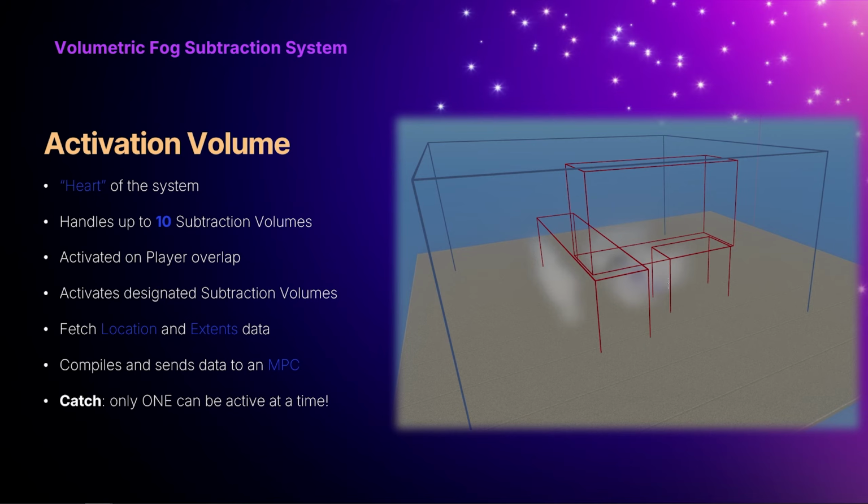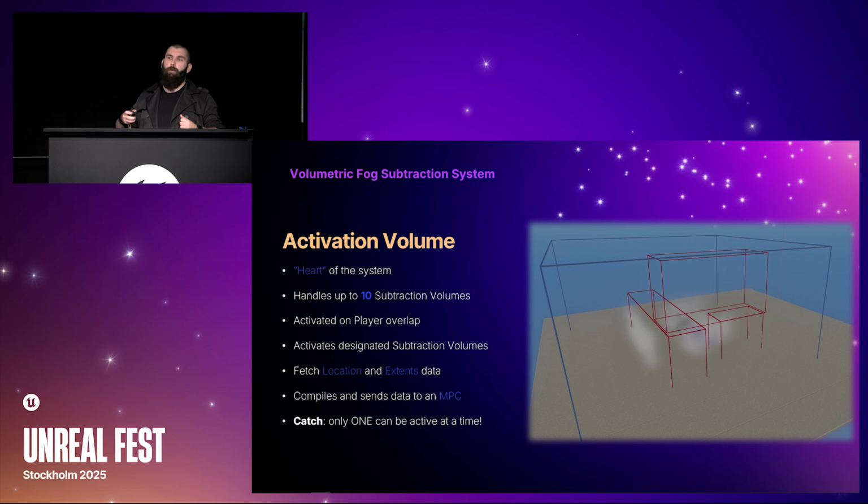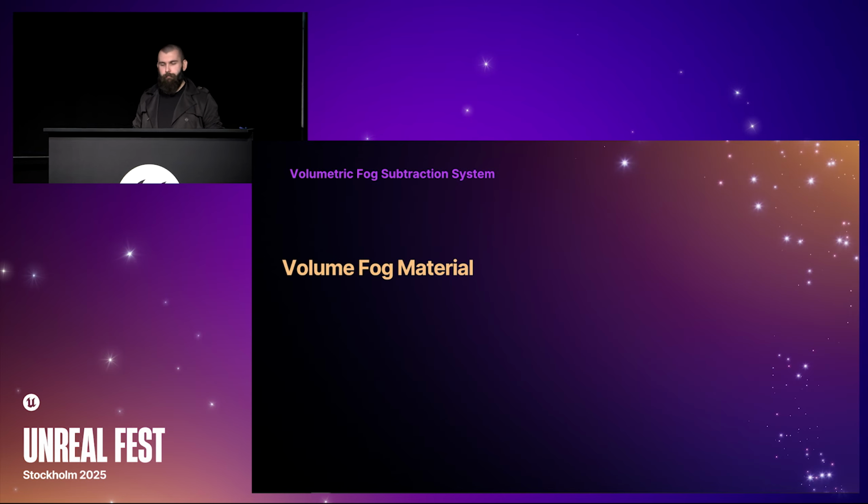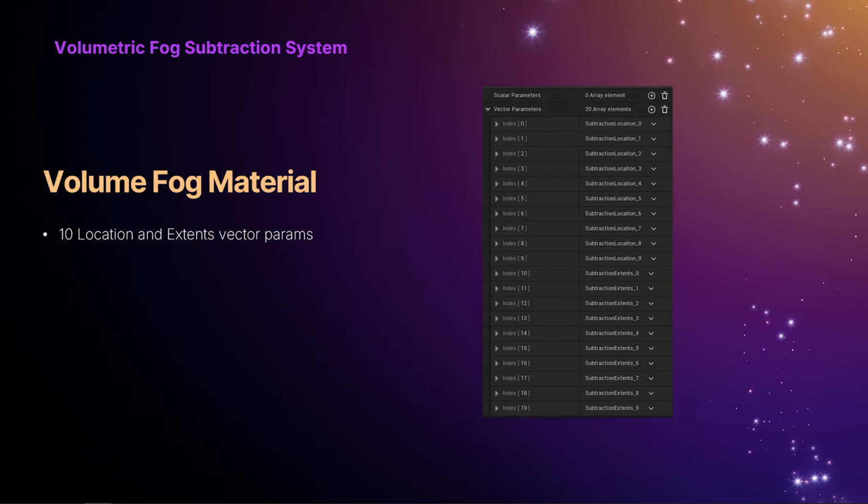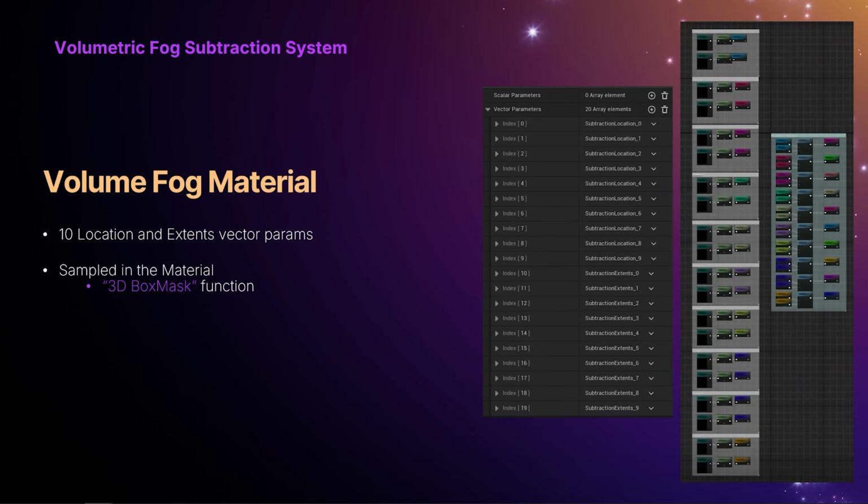There's a catch here. It's a current limitation of the system that I wish to remedy, that you can only have one activation volume active at a time, because of the limit of only 10 subtraction volumes being active at the time in the level. And also you shouldn't have activation volumes overlapping each other. Now, what happens in the volume fog material? Here you can see the list of the 10 location and 10 extent vector parameters, and here's how they are sampled within the level. So nothing too special.